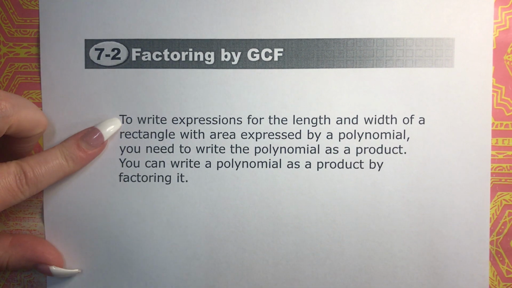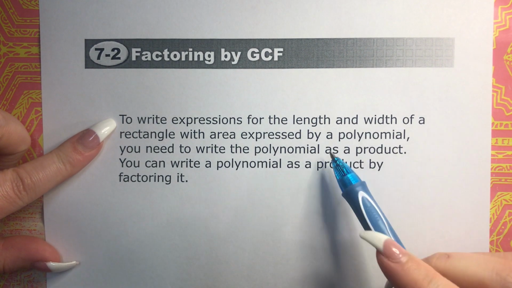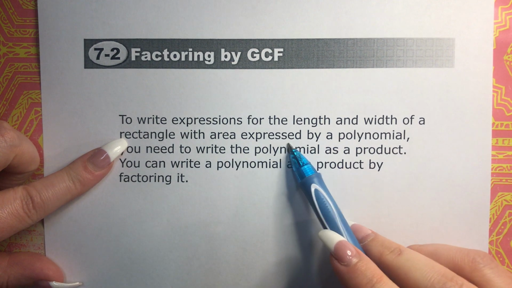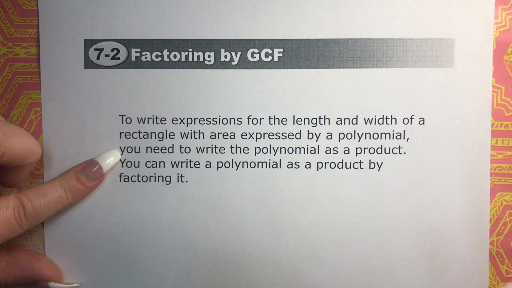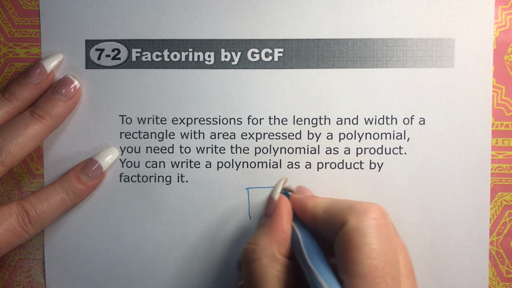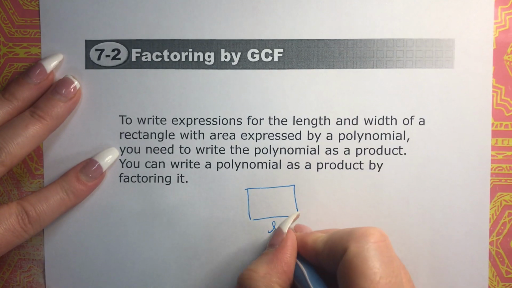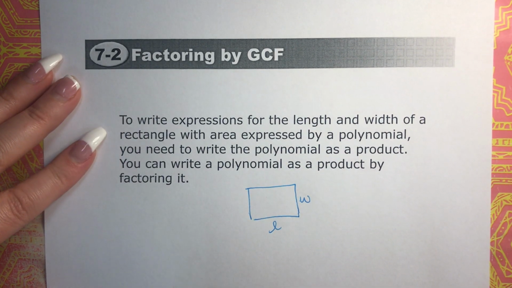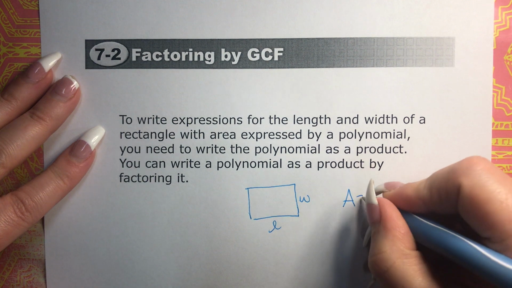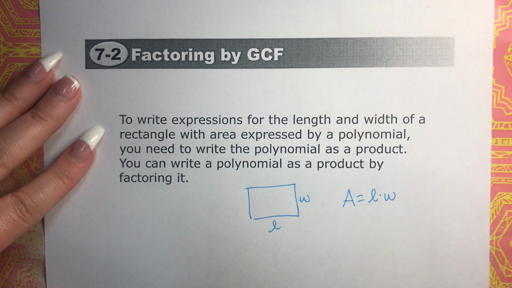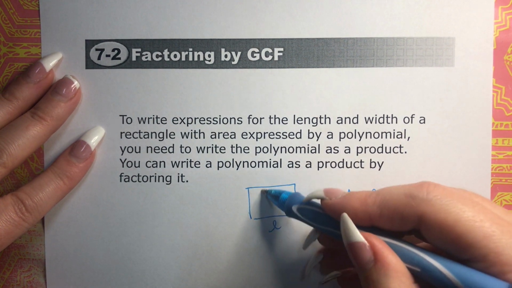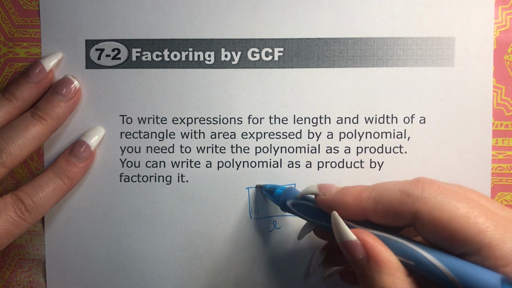All right. So to write expressions for the length and width of a rectangle with area expressed by a polynomial. Okay, so we have a rectangle, right? This is the length, this is the width, and we're talking about the area. So we know the area equals length times width, right? That's the area of a rectangle. It's all this bit inside of it, okay?